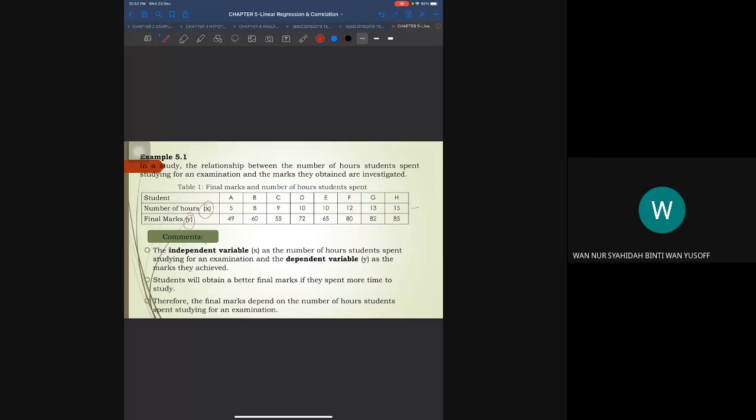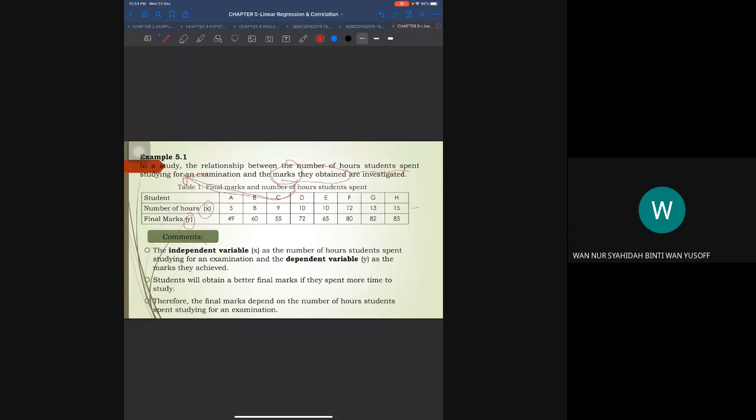So in this study, the relationship is between the number of hours students spend studying for an examination and the mark they obtain. This means the mark is obtained after they study. That's why the mark depends on the number of hours they study. So in the question there will be keywords, and based on those keywords we will know which one depends on which one.